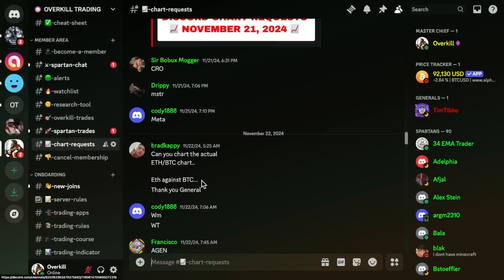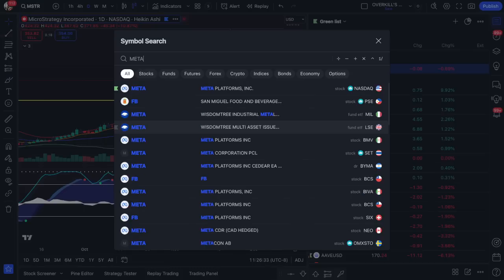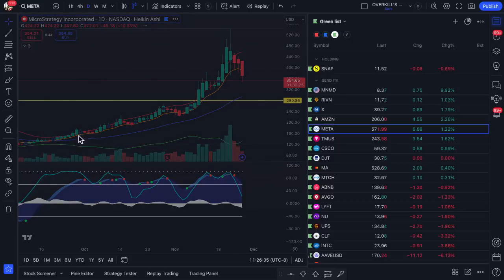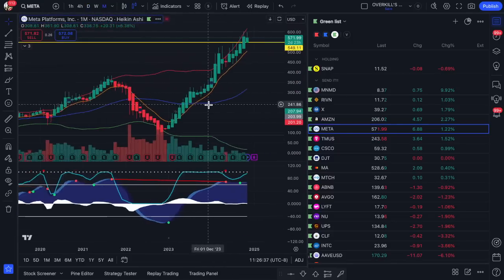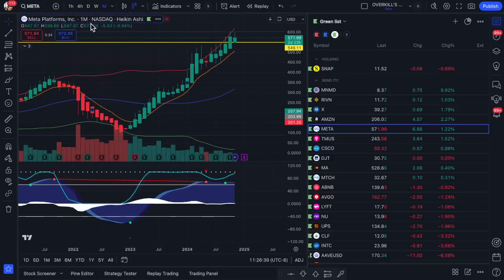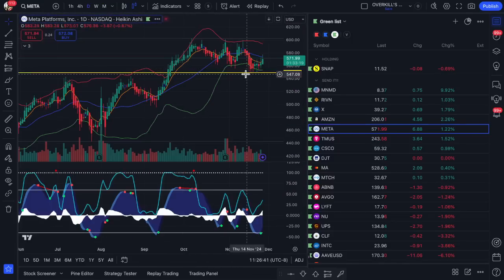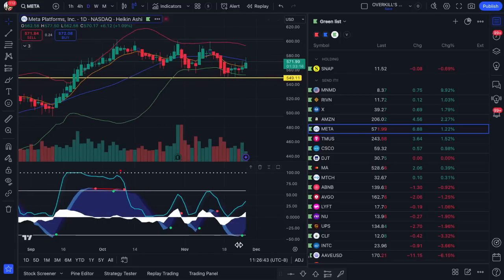Let's go back to chart requests here. Meta, this is Facebook stock. Let's check the monthly first. The monthly dot is green. Wonderful. Let's zoom into the daily now, and we do got the breakout happening here. We called this dot out yesterday at about 560, and it's up about 2% today. So this one's having a nice move.